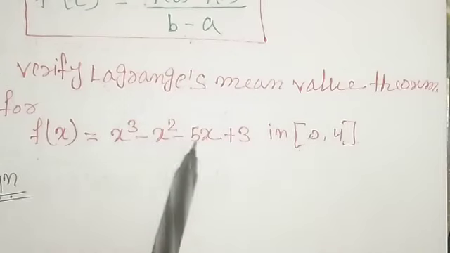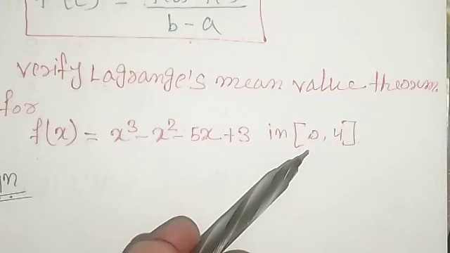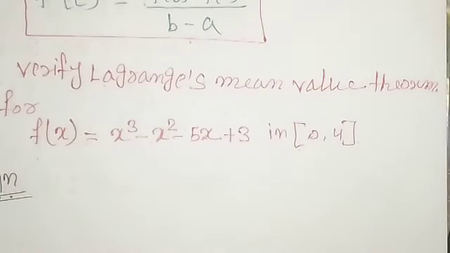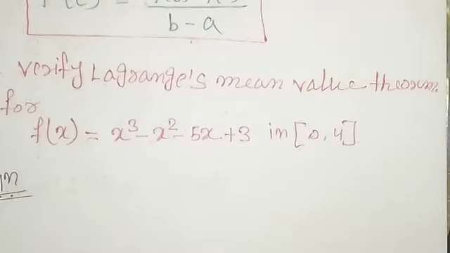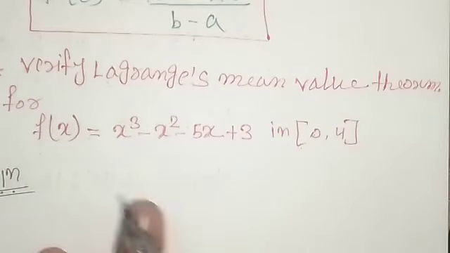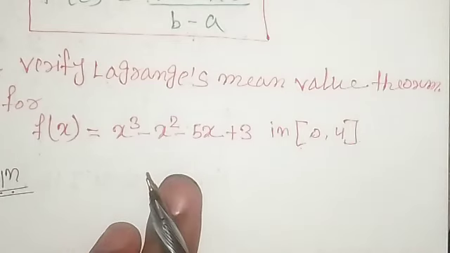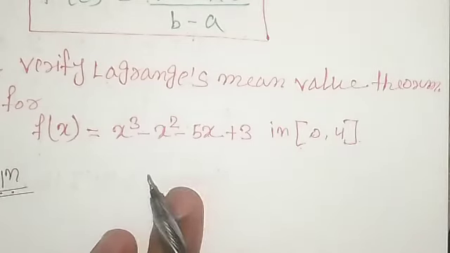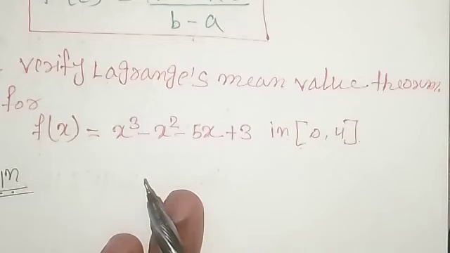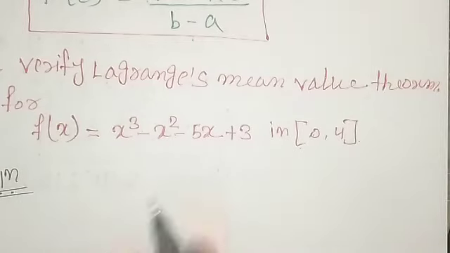As this function f of x is a polynomial, it must be differentiable as well as continuous in the open interval and the closed interval. So the two conditions are satisfied because of this polynomial function, and we need to consider that there is a point c in the open interval such that f dash of c is equal to f of b minus f of a by b minus a.